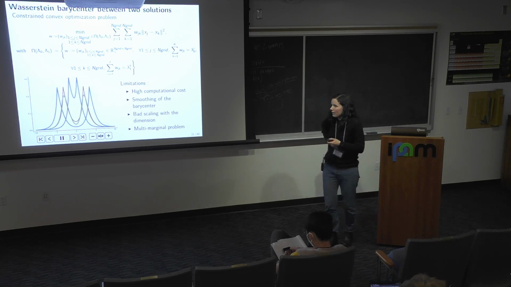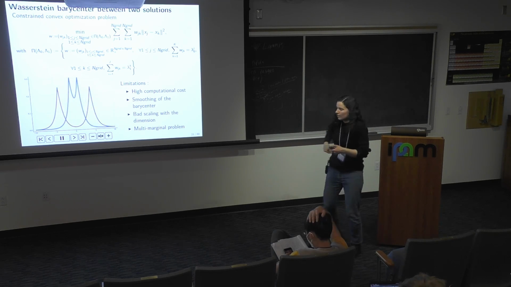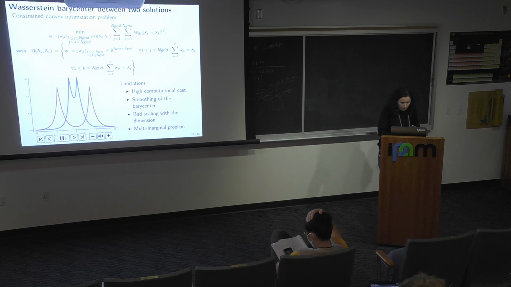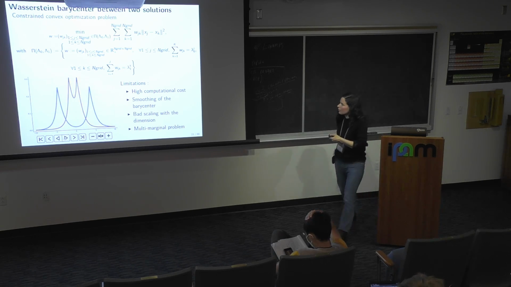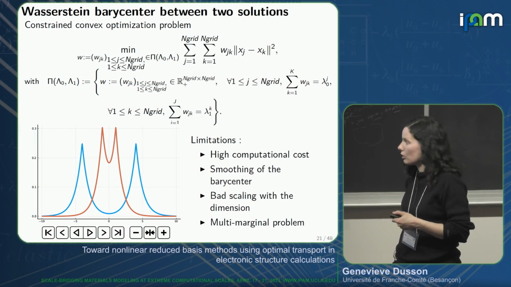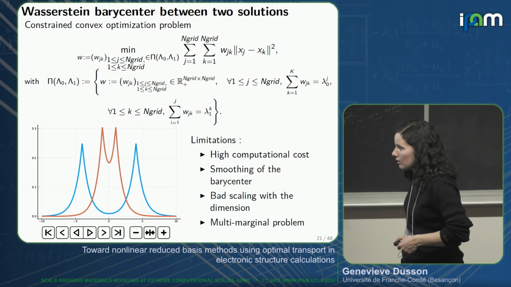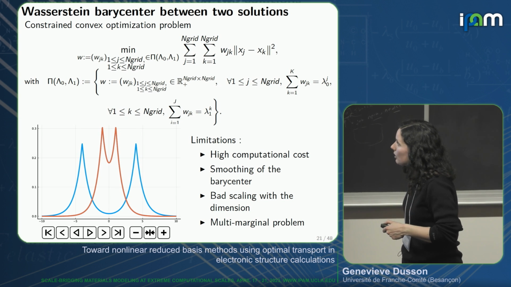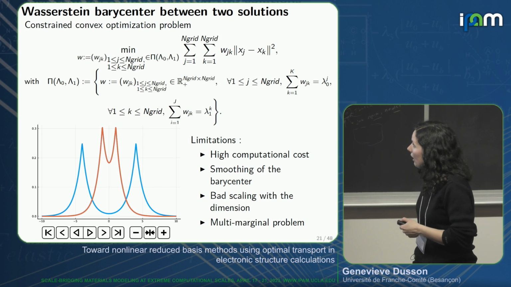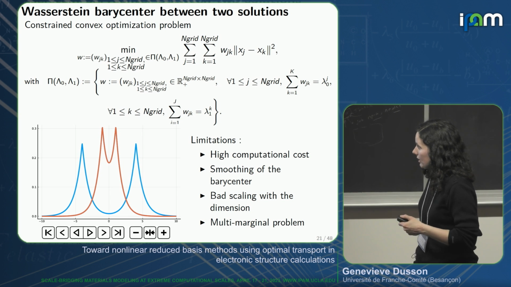Now I would like to comment on the numerical cost of computing these Wasserstein barycenters. Here is the numerical problem that is involved in computing the Wasserstein barycenter between those two distributions. What we would do in general is discretize this on a grid and then have a discrete problem that depends on the size of the grid. The unknown will be a matrix of size n grid times n grid. Then we would have a constrained convex optimization problem to solve with this dimension.